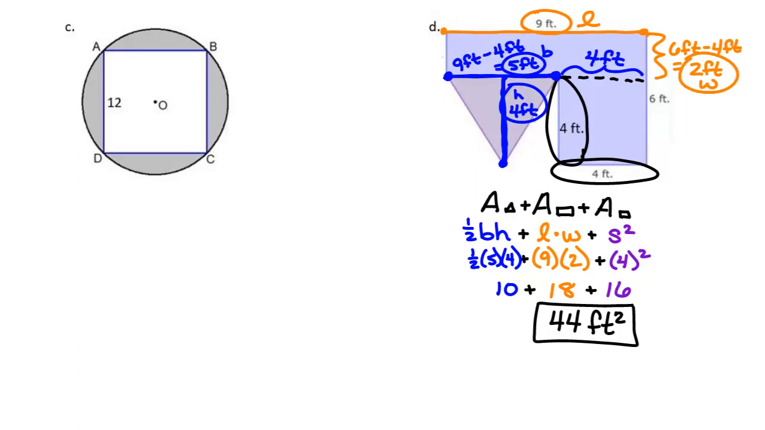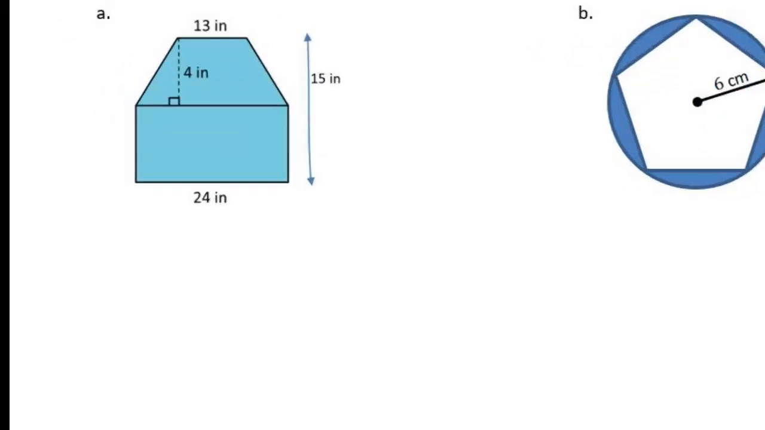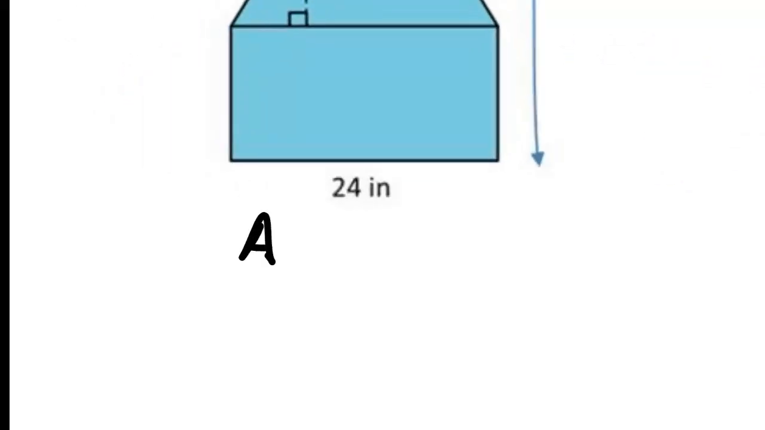Can I do part A in this section? Yeah. And then what would you like to see? Yes. Part A here on number 14. What 2 shapes have been put together to make the figure in part A? A rectangle and a trapezoid, yes. So we're going to do the area of the rectangle plus the area of the trapezoid.